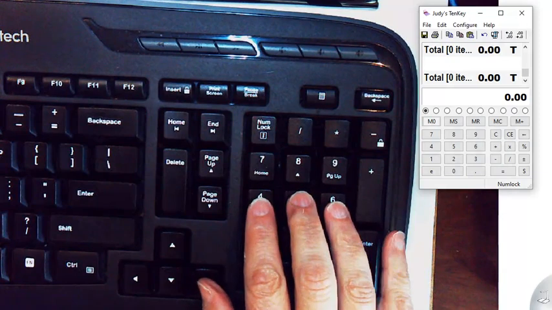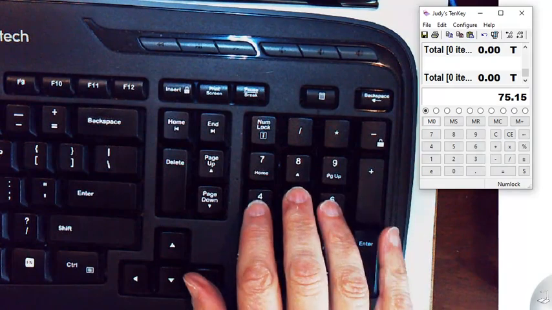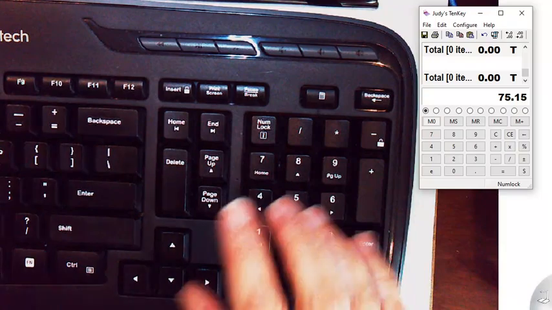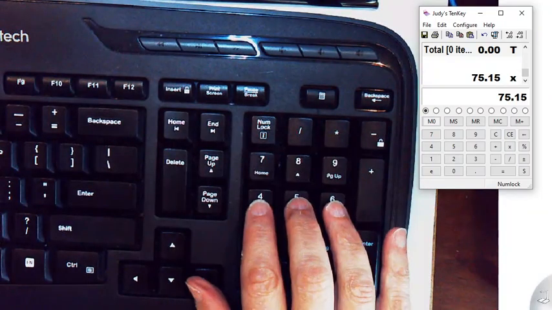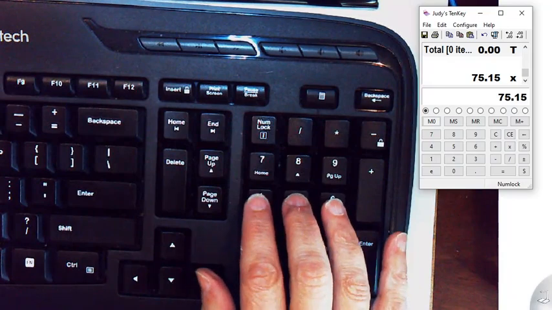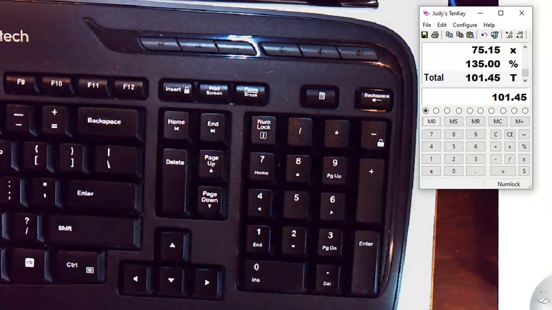So $75.15 is the cost, 35% is the rate. We're going to, in our head, add it to 100%, which equals the cost. So what is that, a 35? 135%. So by doing that step in my head, I get straight to selling price. I don't have to figure out the markup dollar amount. I get straight to selling price.